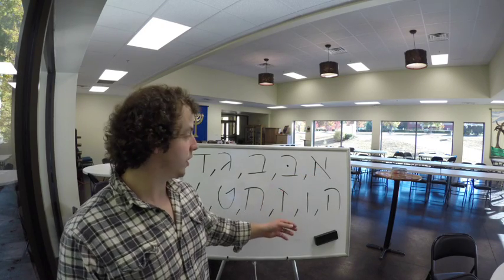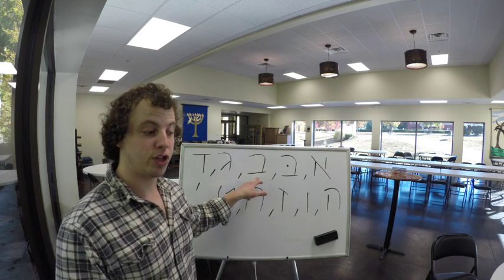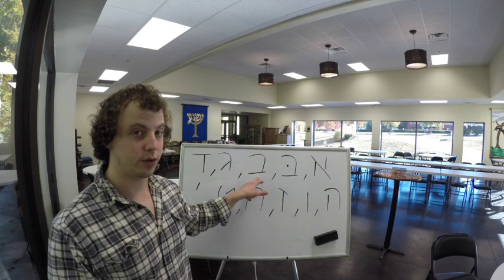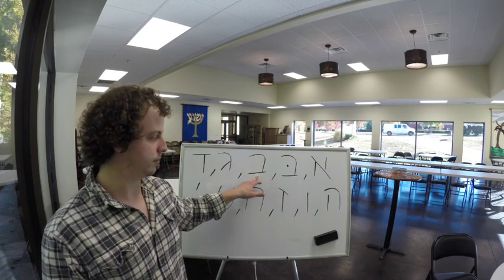Okay, for our next letter, it's a letter called Beit. Okay? Beit and Veit are pretty much family letters. Beit makes the b sound. Veit makes the v sound.